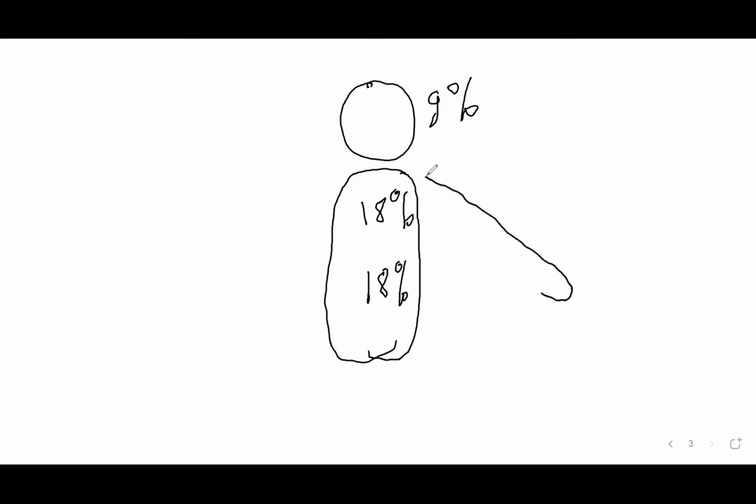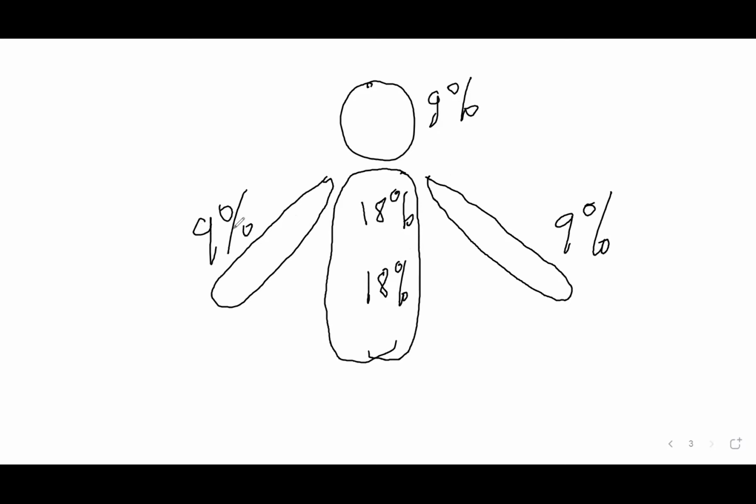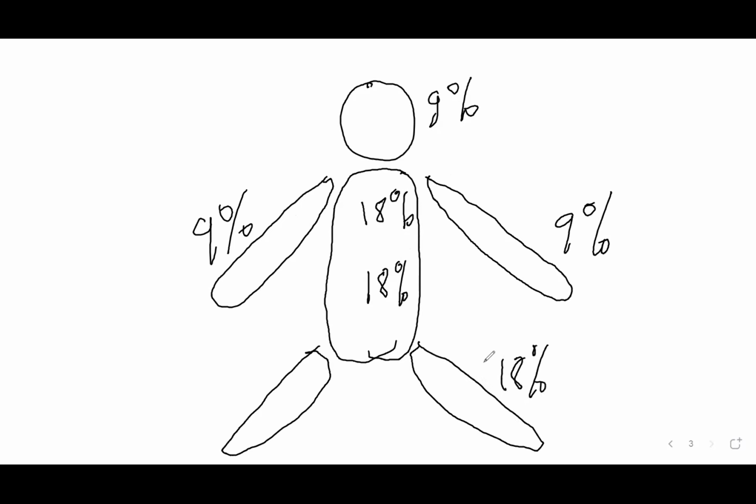The upper limb is 9% each. The lower limbs are 18% each. And the perineum makes up 1%. So this is how the Wallace's rule of 9 estimates total body surface area.